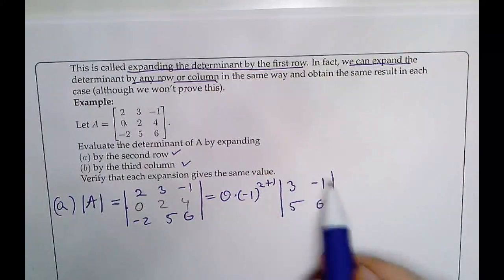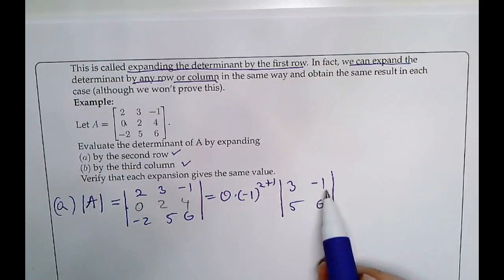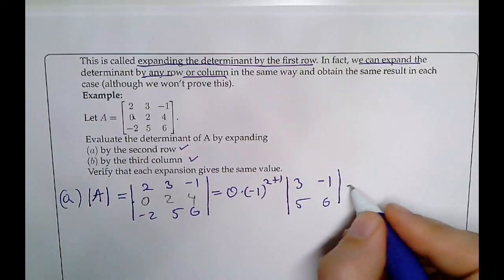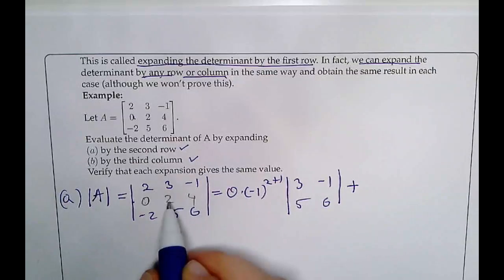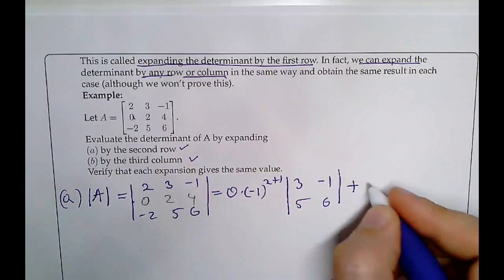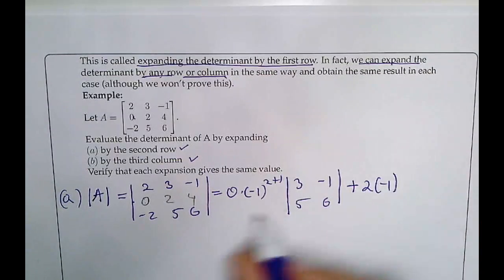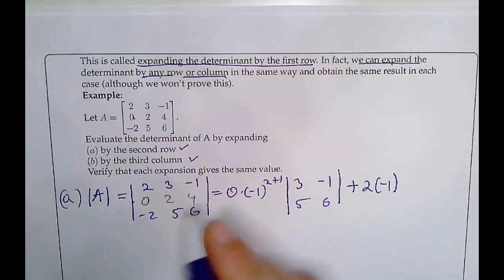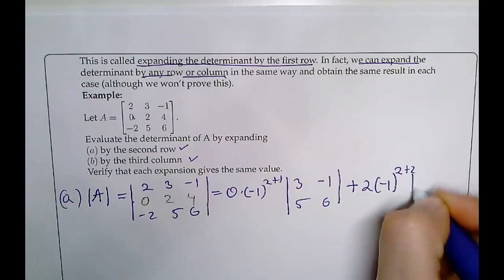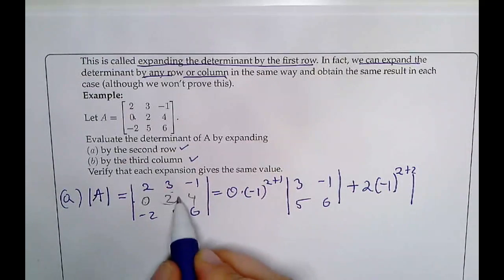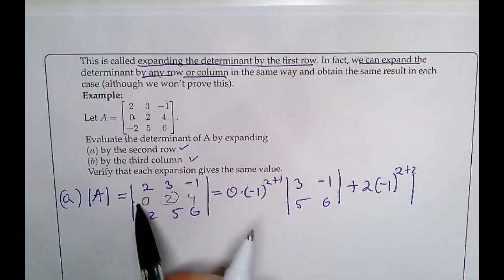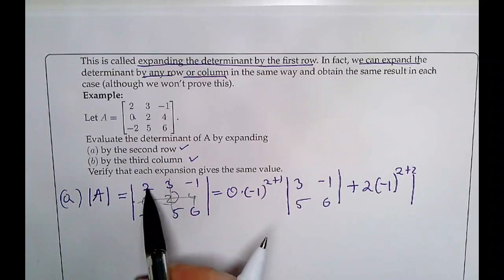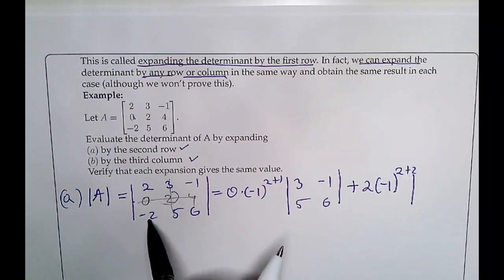I didn't have to write this because 0 times anything is going to give me 0 anyway, but I wrote it for practice. And then plus, I'm going to look at the second element in the row, 2 times negative 1. What is the index? This is in row 2, column 2, so it'll be to the power 2 plus 2. And then if I was to remove row 2, column 2, I would have the minor 2, negative 1, negative 2, 6.